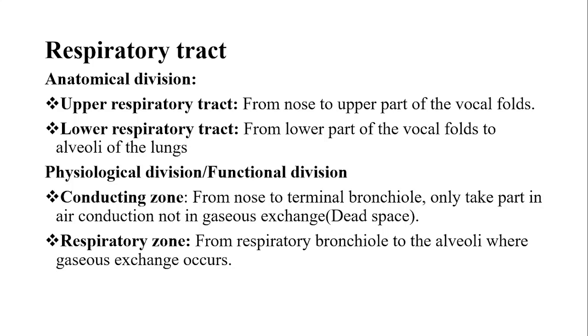Anatomically, the respiratory tract can be divided into the upper respiratory tract, that is from the nose to the upper part of the vocal folds, and from the lower part of the vocal folds to the alveoli of the lungs is known as the lower respiratory tract. In the context of physiology, the physiological division, or the division on the basis of the functions of a specific portion of the respiratory passages, is more important, and on that basis it is divided into two zones: conducting zone and respiratory zone.